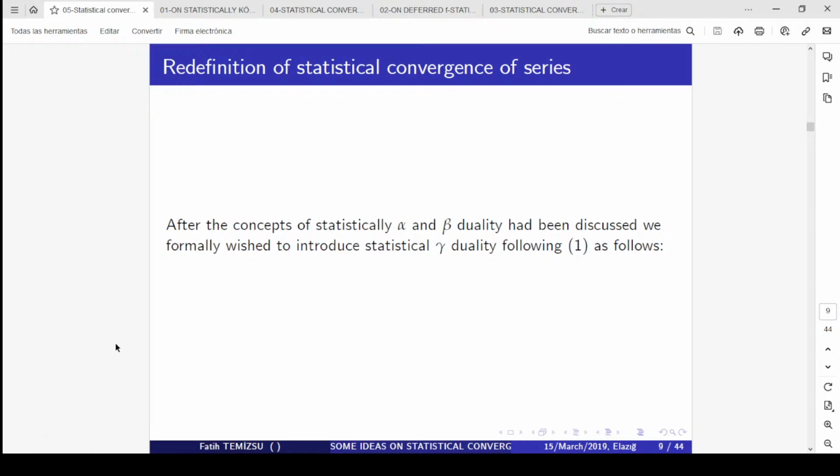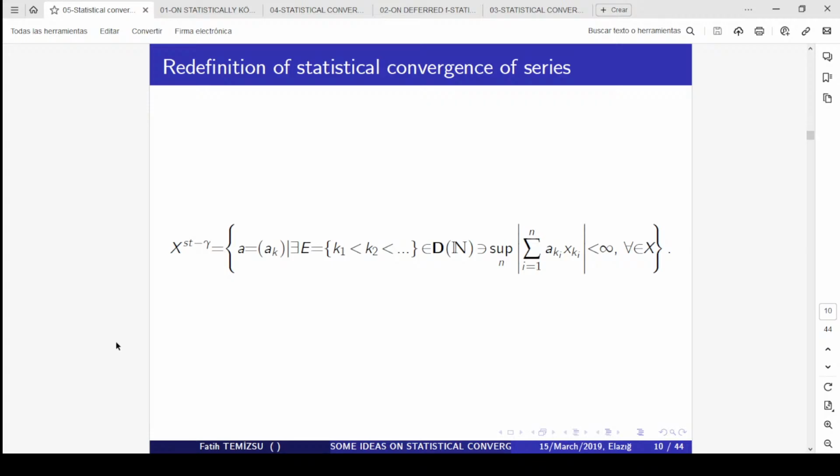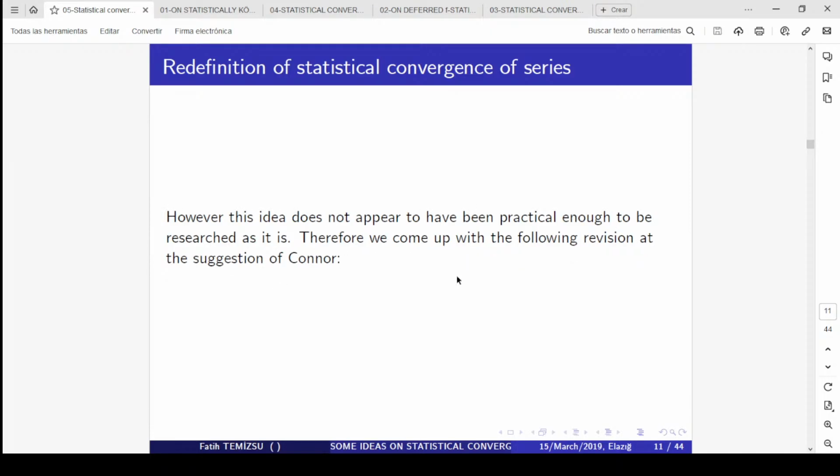After the concept of statistical alpha and beta duality had been discussed, we formally wished to introduce statistical gamma duality, which is a little bit confusing. So we wanted to change the main definition because of this set. We didn't like the way it looks, so we did not find it practical enough to research on. Therefore we came up with the following revision at the suggestion of Jeff Connor of Ohio University.